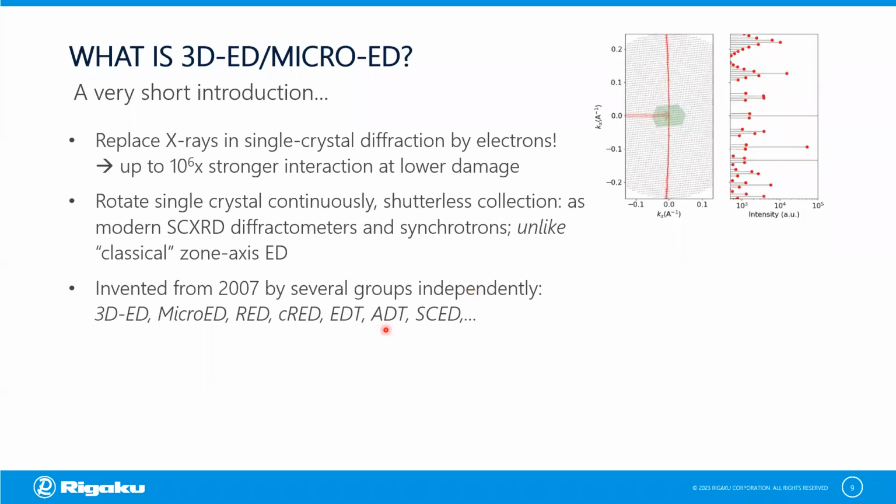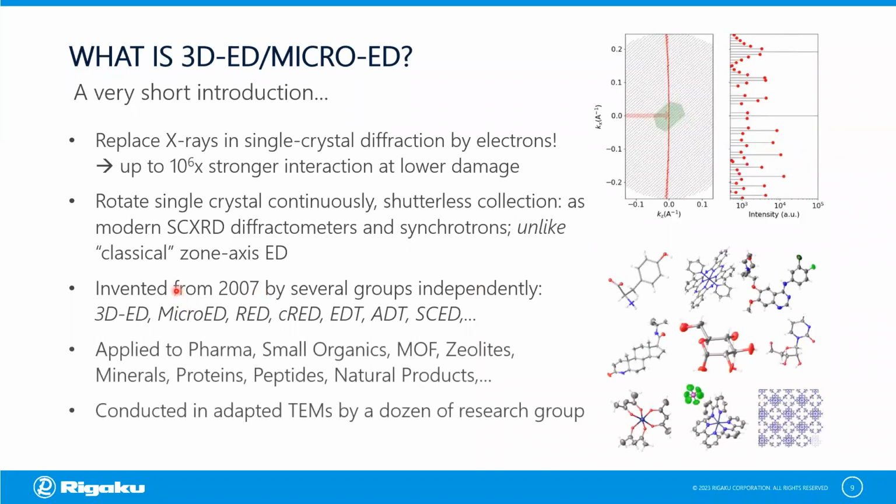And the community has now very much settled on the two names, 3D-ED for three-dimensional electron diffraction and micro-ED for microcrystal electron diffraction, which can largely be used interchangeably. I'll refer to it as 3D-ED in this presentation, but any is fine. And so far, this has been applied to, well, pretty much everything that forms crystals and diffracts. So pharmaceuticals, small organics, metal organic and covalent organic frameworks, zeolites, minerals, proteins, peptides, natural products, and so on.